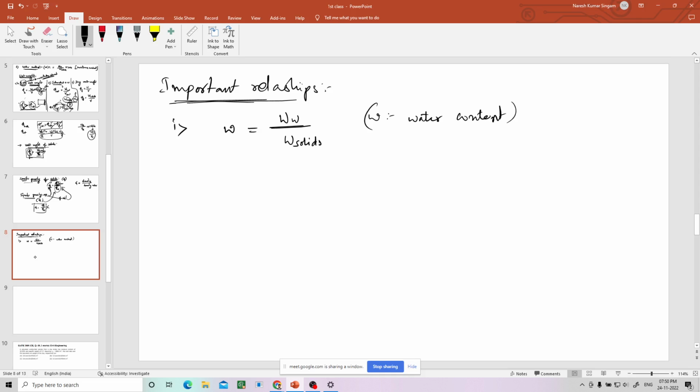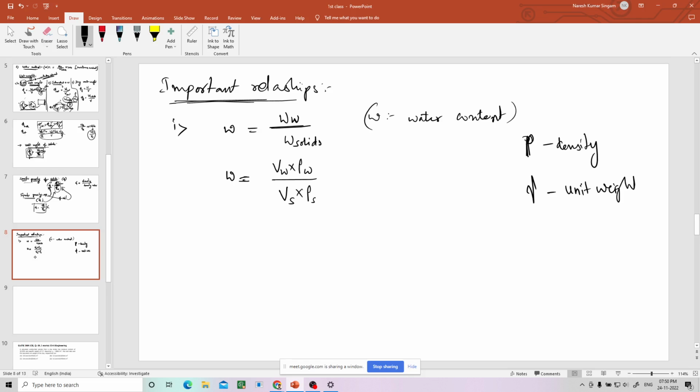Now, what do I do? I'll just write. Any weight, what can you write? Volume into density. So I'll write volume of water into density of water. Any volume of material, if it is multiplied with the density of the same material, you will get the weight of the material. So that is the weight of the water. Now, weight of solids: here also I will do the same. Volume of solids multiplied by density of the solids. Density is denoted by rho, and this is gamma, the unit weight.